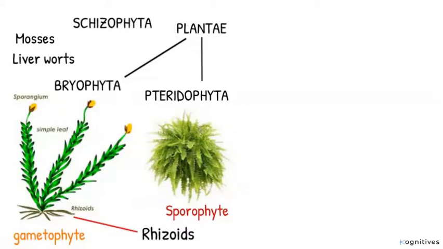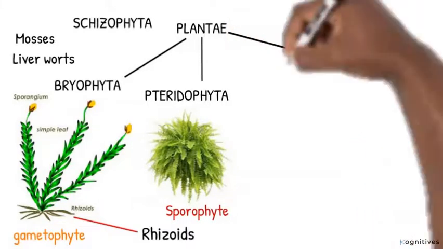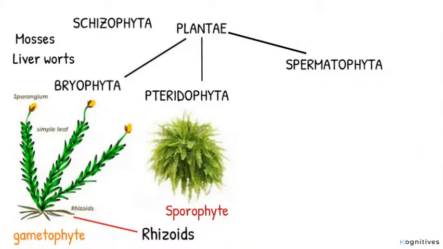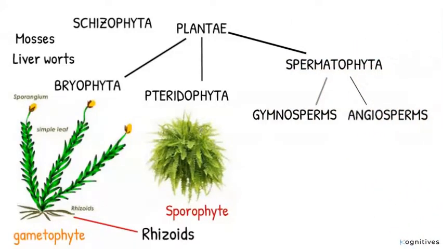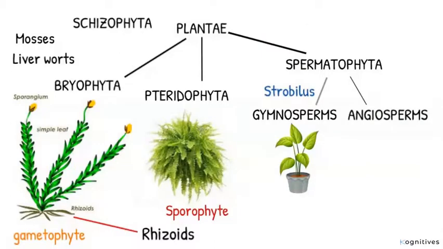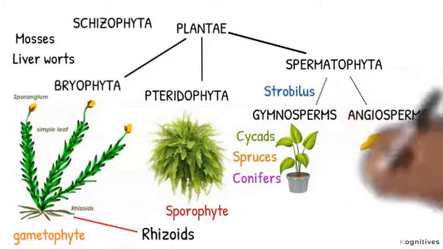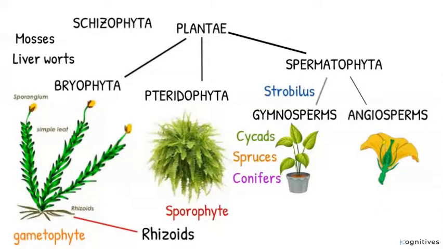Majority of the plants we see around us fall under the last and broadest division of kingdom Plantae, which is the division Spermatophyta. These plants comprise the most advanced plants known to man. The spermatophytes are classified into the gymnosperms and the angiosperms. Gymnosperms are non-flowering plants, so their seeds do not grow in flowers. However, their seeds grow on structures called a strobilus or cone. Examples of gymnosperms are the cycads, the pines, the spruces, and the conifers. Angiosperms, on the other hand, are flowering plants, so their seeds are enclosed in fruits.